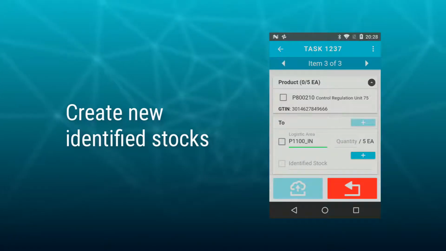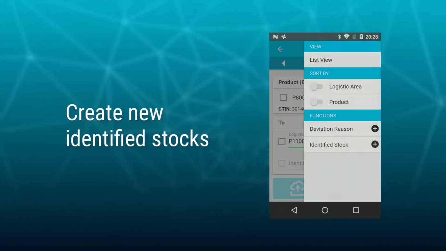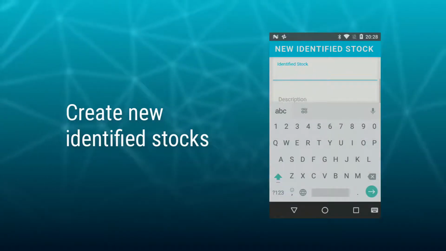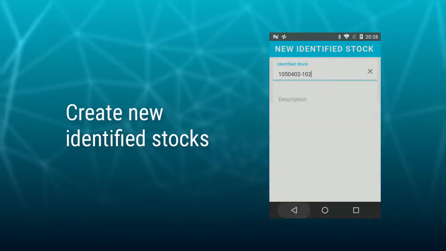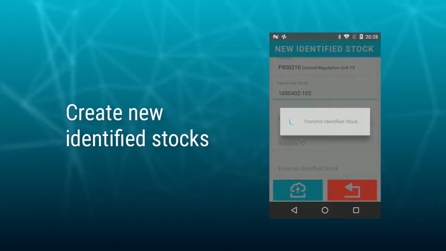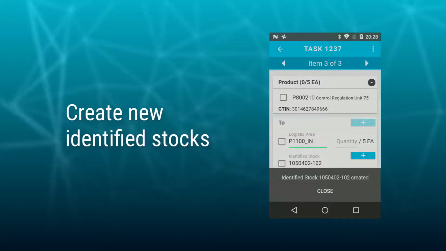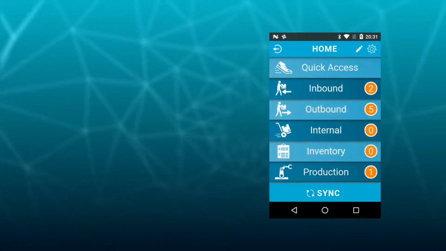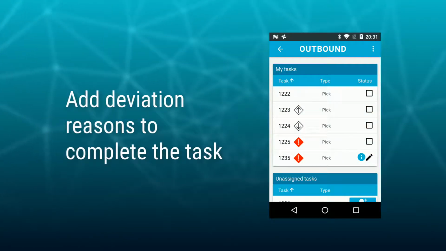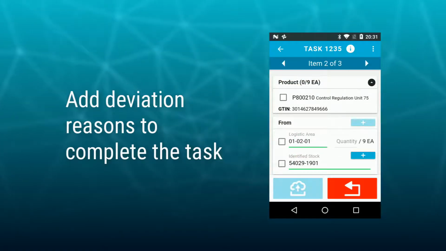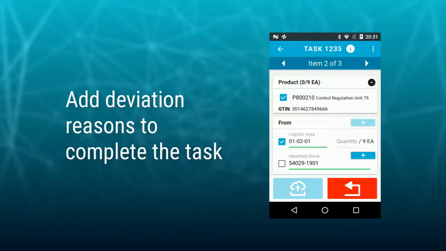Via the side menu of an inbound task, you now have the possibility to create new identified stock IDs. In the case of stock shortage, you are now able to add deviation reasons to complete the task without fulfilling the open quantity.